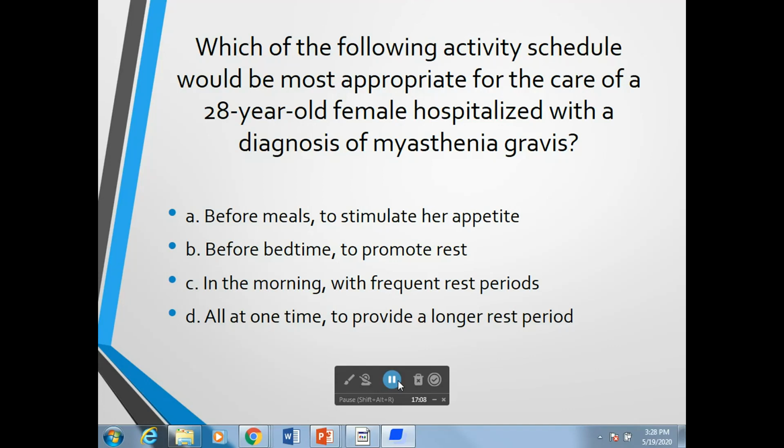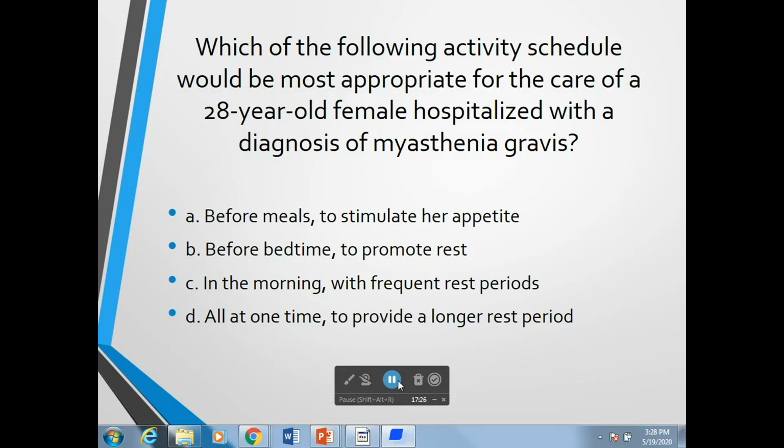The answer is C, in the morning with frequent rest periods. Remember, myasthenia gravis is characterized by extreme muscle weakness, which generally worsens after more effort and improves with rest. So we want to make sure that we plan the activities in the morning, but we also give them periods of rest.